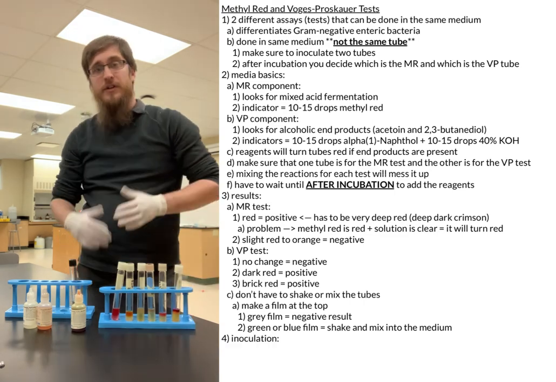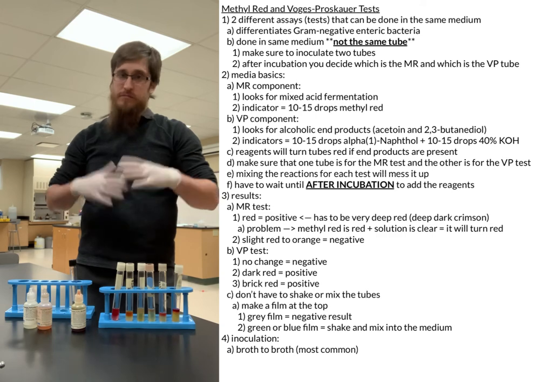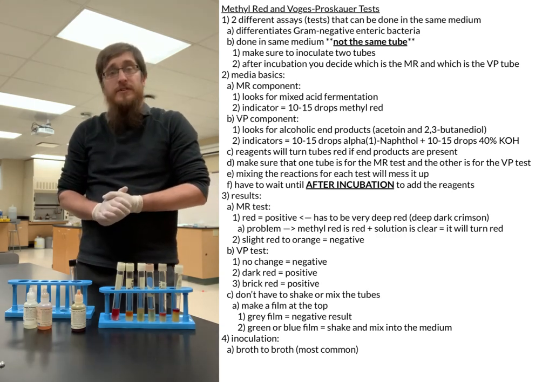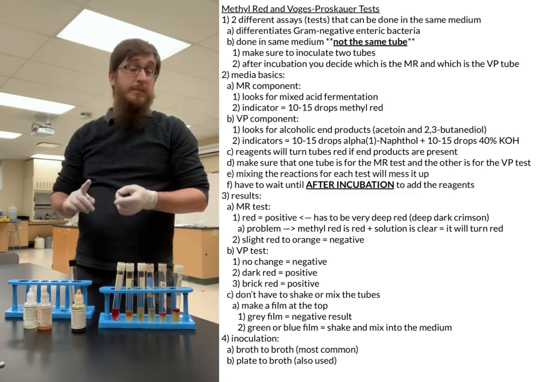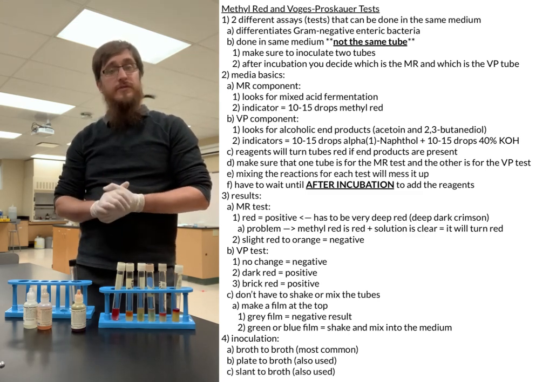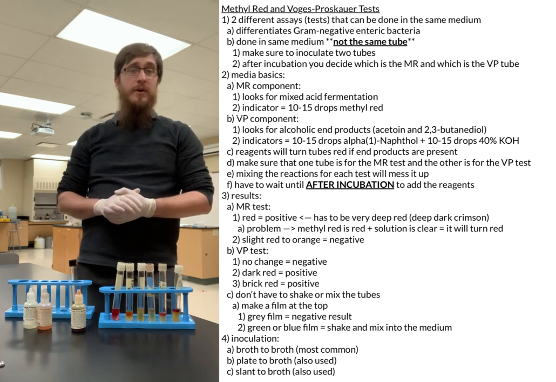Now, in terms of inoculating our tubes, a standard broth-to-broth transfer is commonly done. If you have your sample on a plate or on a slant, you can also do a plate-to-broth or a slant-to-broth transfer as well. But that should cover what we need to know for the MR-VP test.